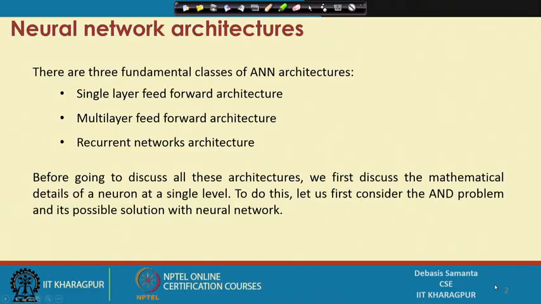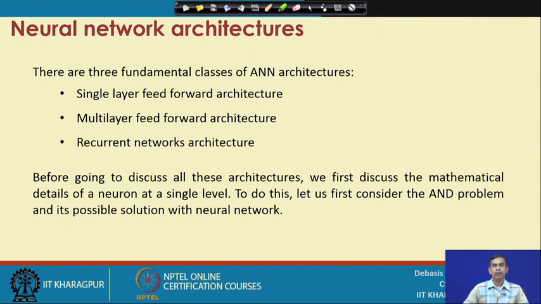In an artificial neural network, the basic unit is the neuron, and many neurons are interconnected with each other, forming the network. That is why it is called a neural network. Today in this lecture we will discuss the different architectures that can be used to build a neural network. All the architectures in artificial neural networks can be divided into three broad categories: the single layer feed forward architecture, the multi-layer feed forward architecture, and finally, the recurrent network architecture.